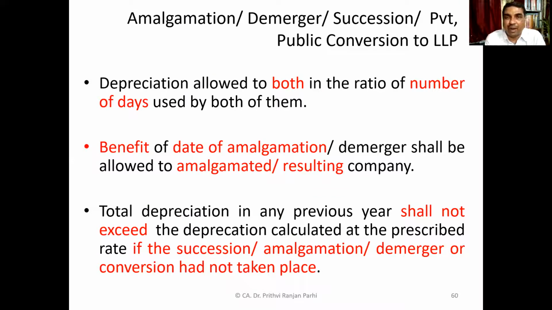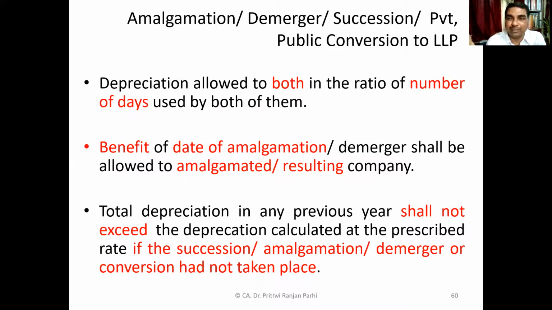In case of amalgamation of the company, demerger of the company, or succession of a public company into liability partnership, etc., depreciation shall be allowed to both the entities in the ratio of number of days. That means, let us say, amalgamating company and amalgamated company, they may distribute depreciation on the basis of number of days. Okay. And the benefit of date of amalgamation. So date, let us say when amalgamation has happened, that date, the benefit of date, that date shall go to the amalgamated company or resulting company.